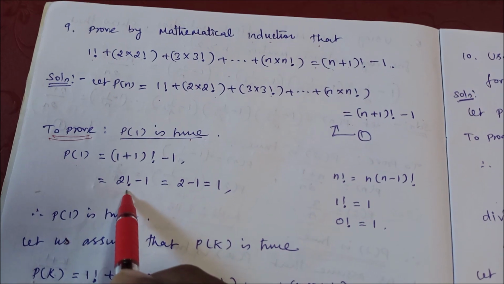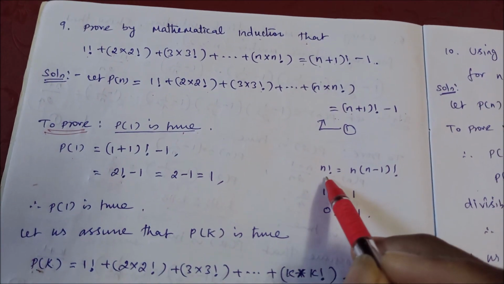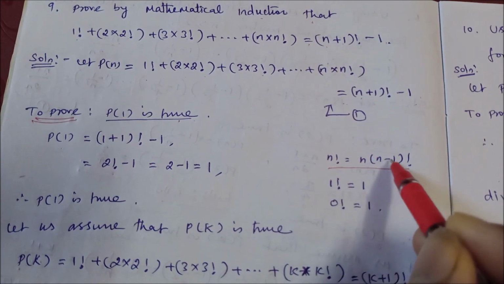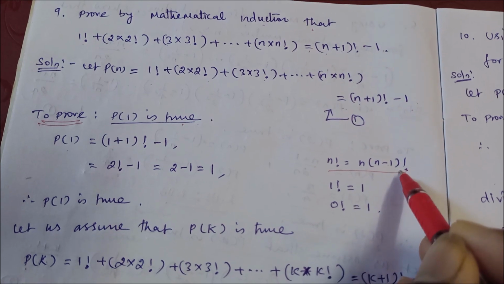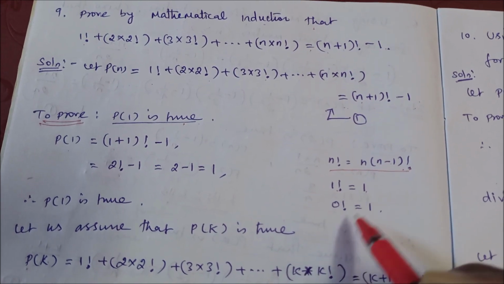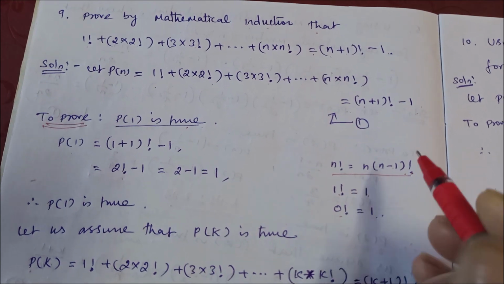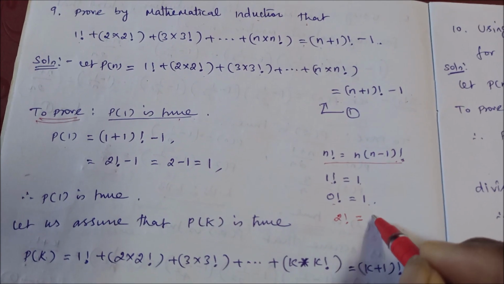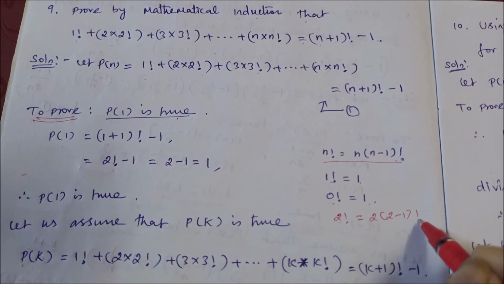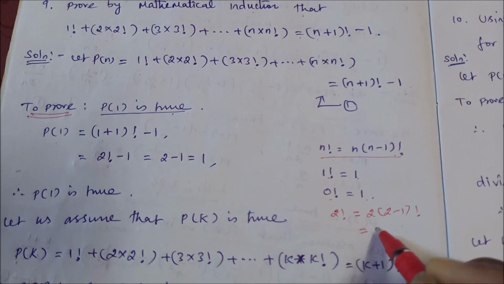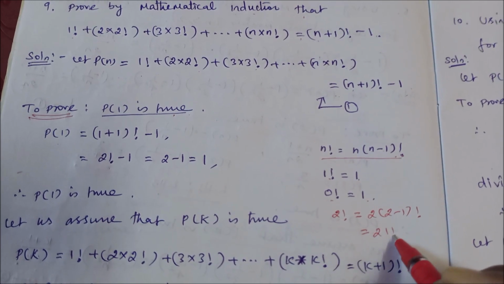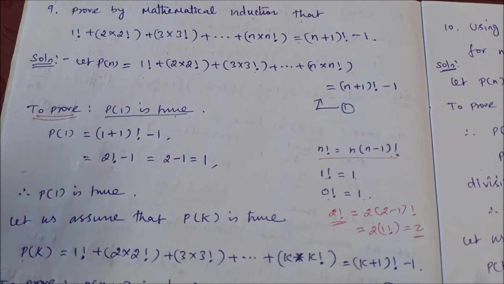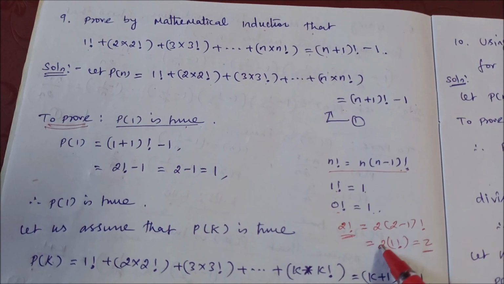So 2 factorial, meaning that, this is the standard formula for n factorial. The n factorial is n into (n minus 1) factorial. So 1 factorial, meaning that 1, and 0 factorial, meaning that 0. So 2 factorial equals 2 into (2 minus 1) factorial, that is 2 into 1 factorial. The 1 factorial value is 1. So 2 factorial is equal to 2. This is the factorial formula.